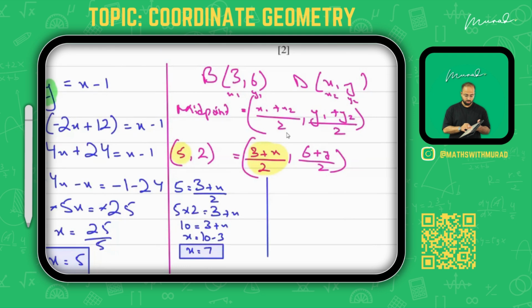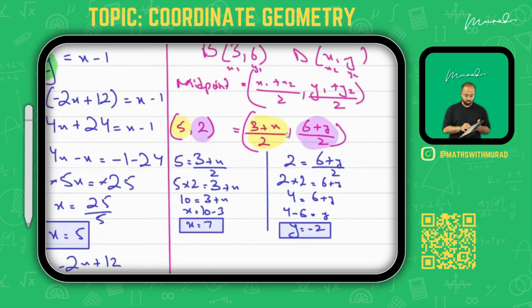Now moving forward towards the next part, if you solve this complete part, that is going to be equal to that one. So 2 is equal to (6 plus y) divided by 2. 2 multiplied by 2 is equal to 6 plus y, that is going to be 4. And 4 minus 6 is equal to y, so the value of y is negative 2. So right now you got the coordinates of D, and these coordinates are basically 7 comma negative 2. These are the two coordinates which you got, right?